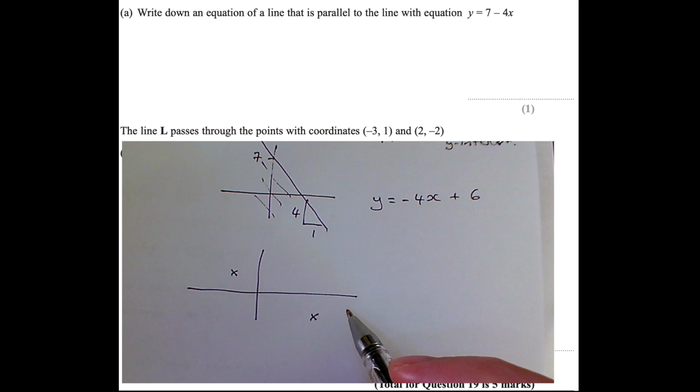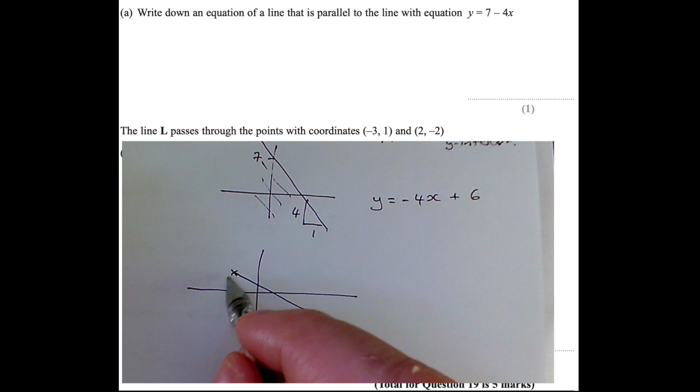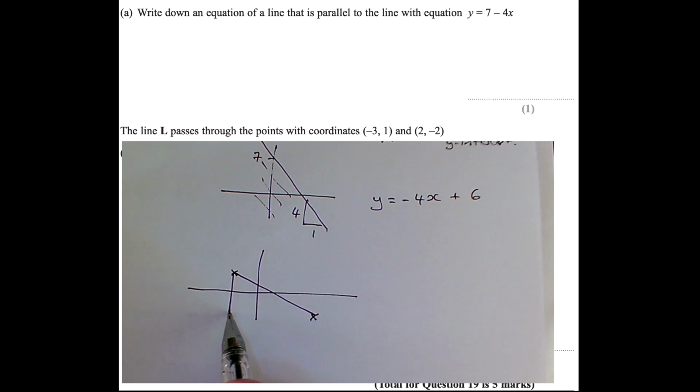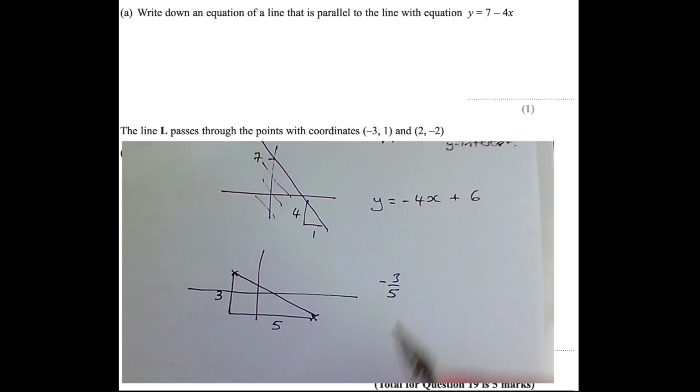Now what's the gradient? Well, I know the gradient's the rise over the run, so if I draw a quick little triangle like that, I can decide how much I've gone down and how much I've gone along. So it looks to me like I've gone down 3 and I've gone along 5, which means the gradient is minus 3/5. Now, the good thing about finding that gradient is that we can find the perpendicular gradient easy enough. We turn fractions upside down and change the sign. So the perpendicular will be 5/3.